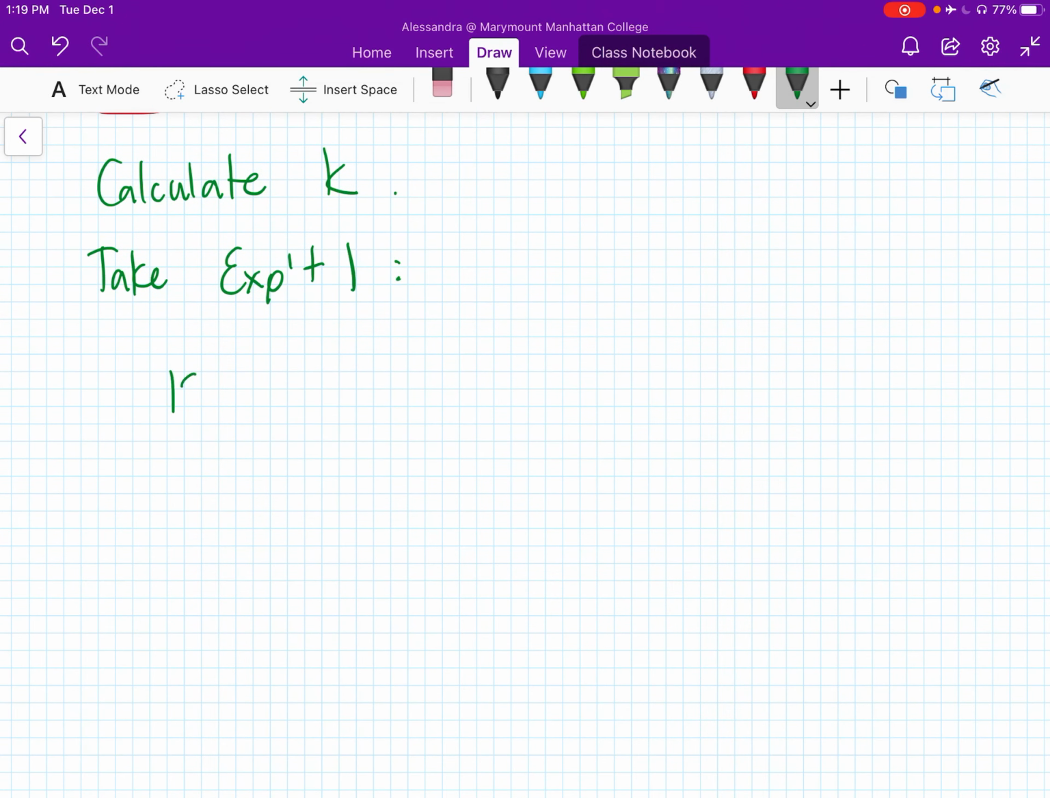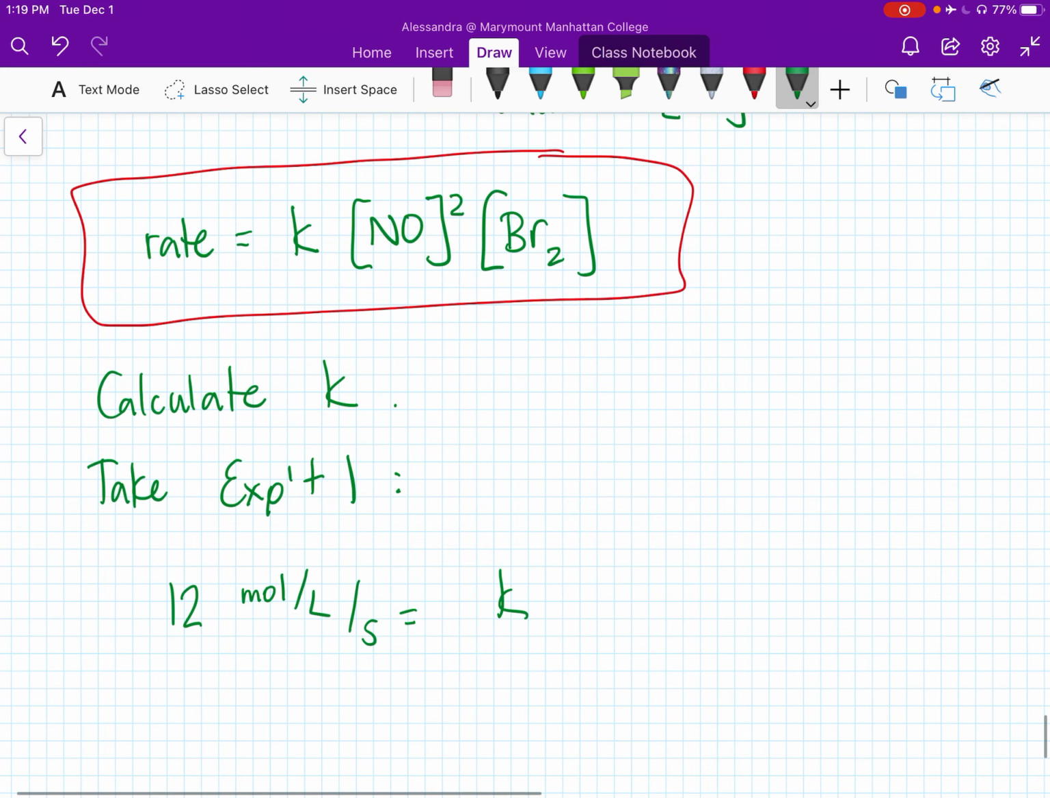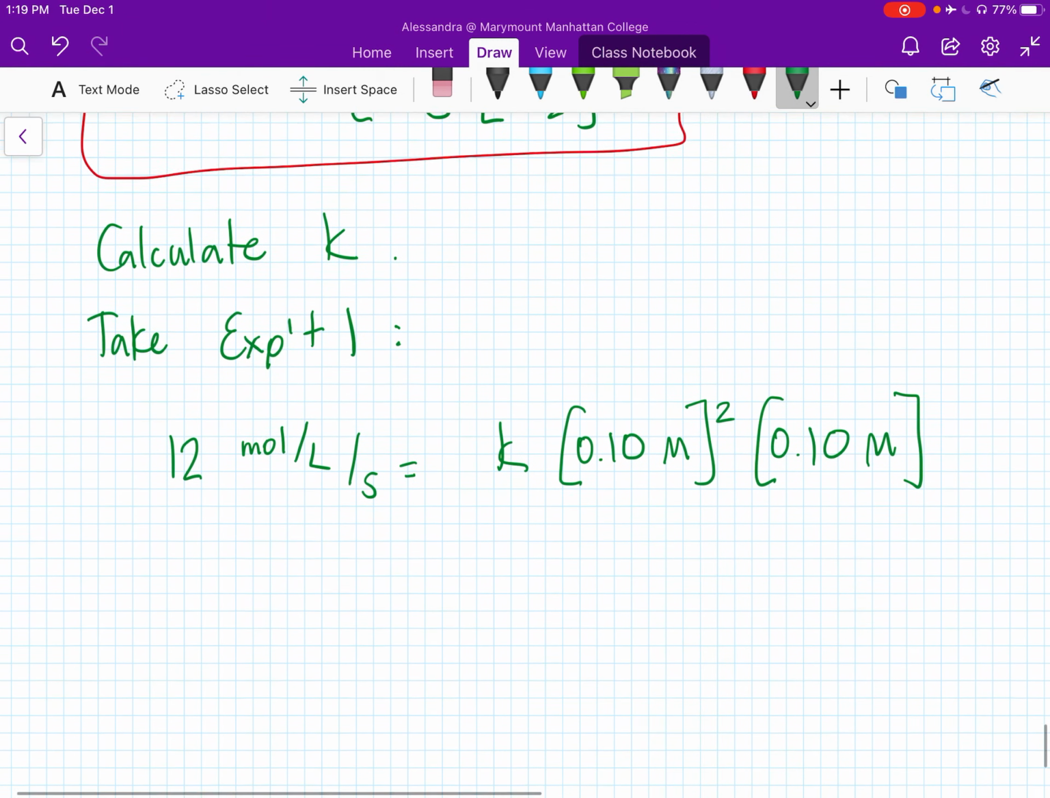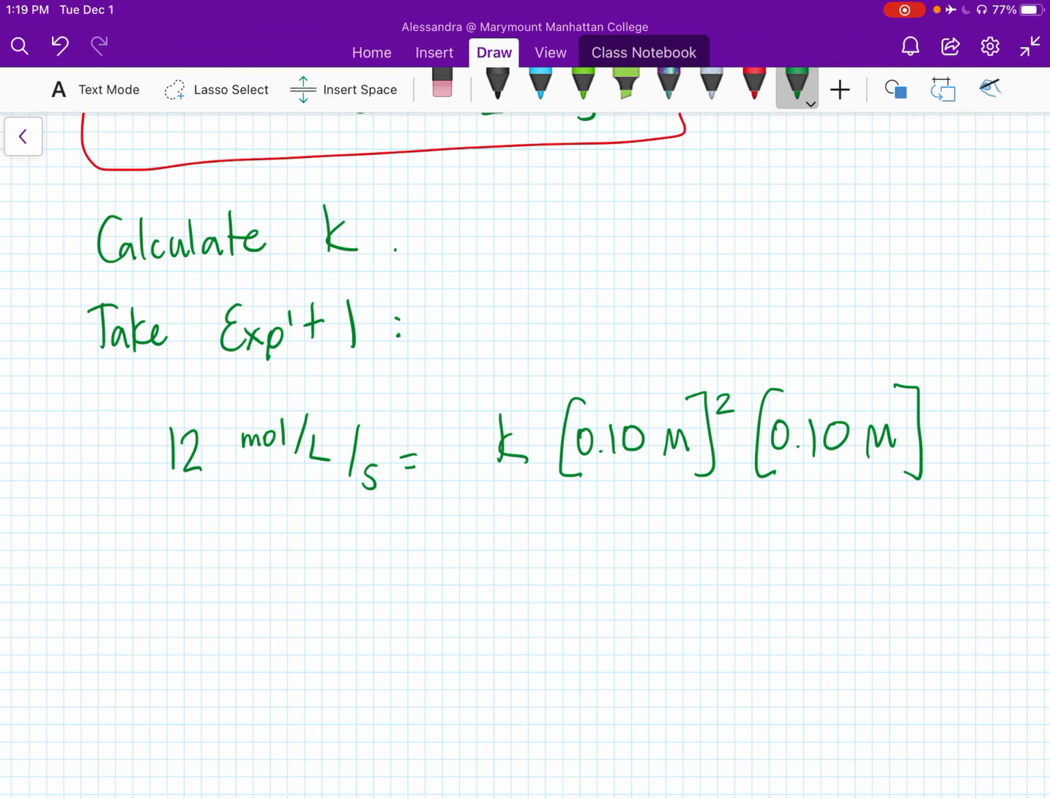For experiment 1, the rate is 12 moles per liter per second, and that's going to be equal to, I'm plugging this literally into the rate law that I just calculated, k times 0.10 molar squared times 0.10 molar, because that was the concentration of NO and the concentration of bromine. So you can do the math and collect all of the numbers on one side to solve for k. It turns out that k for this reaction is equal to 1.2 times 10 to the 4.